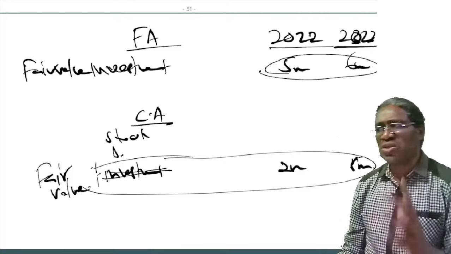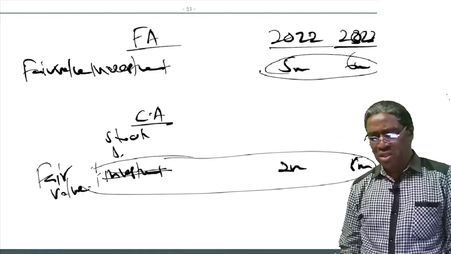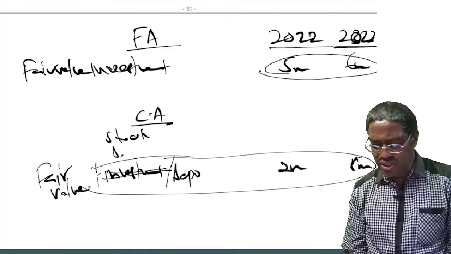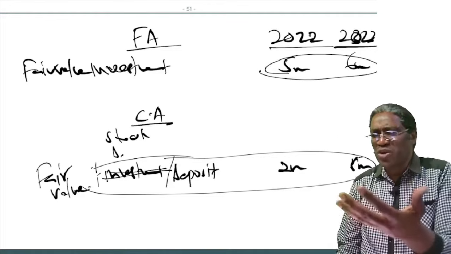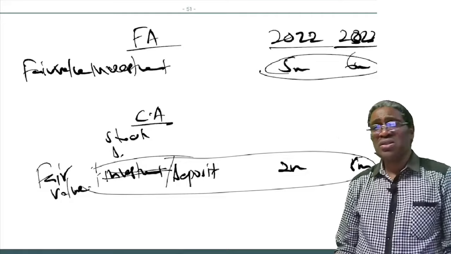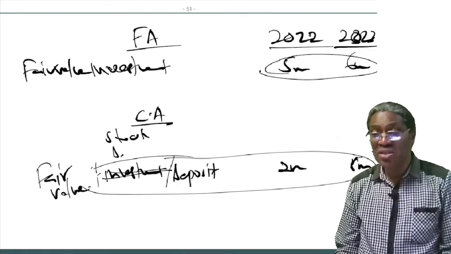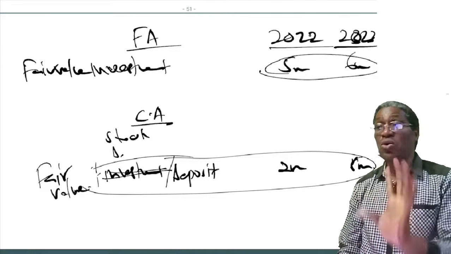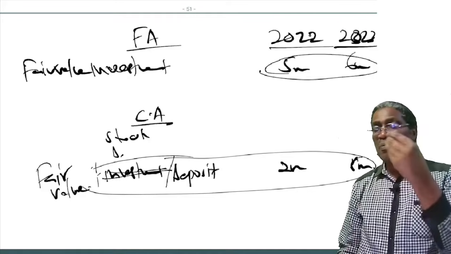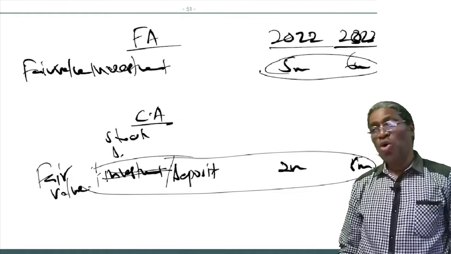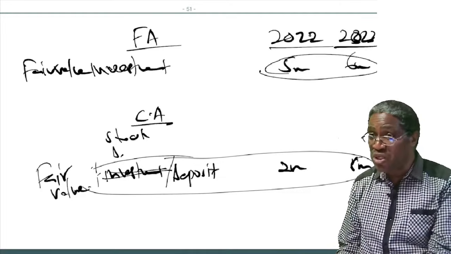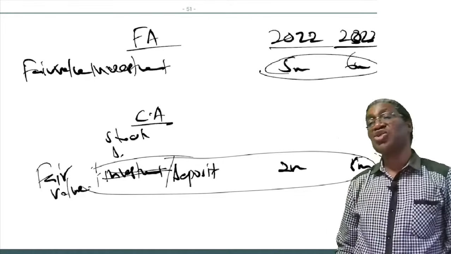Now, these are short-term investments. Some books will call them deposits, bank deposits. Or maybe you could have bought some treasury bills. Those are short-term investments. If you buy treasury bonds, that's a long-term investment. But if your company bought a treasury bill, that's a short-term investment. Or maybe you put your money in a fixed deposit for 3 months, 6 months, that's a short-term investment.